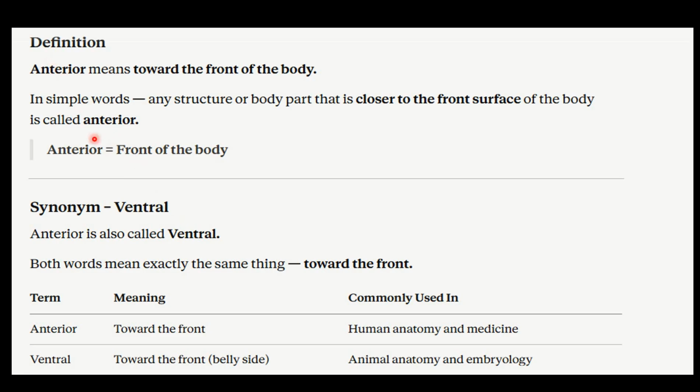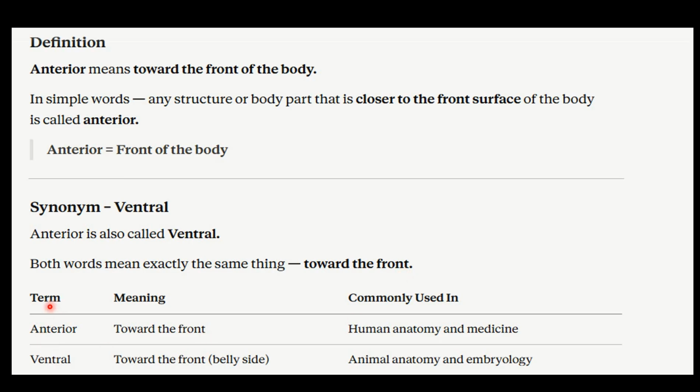Both are the same thing, but usually they are used in different contexts. I'll tell you how they are used, but don't think that they are different terms. They are the same term. Anterior and ventral both mean the same. Anterior is also called ventral. Both words mean exactly the same thing, that is, toward the front. How it is referred to differently according to the context, I'll show you.